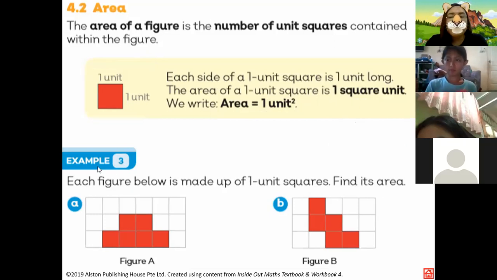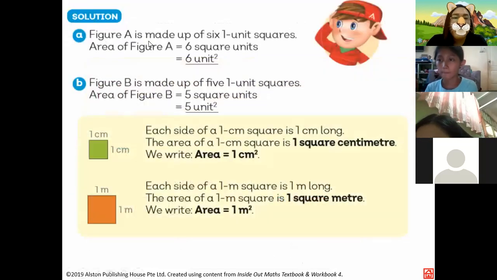All right, so we have example number 3. We have letter A and letter B. Each figure below is made up of 1 unit squares. Again, each square is 1 unit square. So let's try to find the area. Let's start with letter A. Figure A is made up of 6 1 unit squares. Let's try to count.